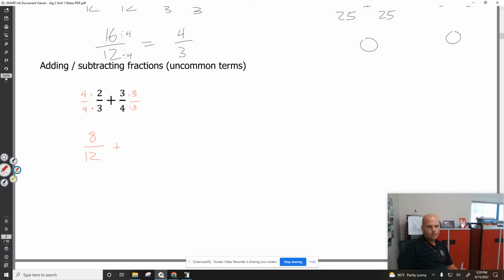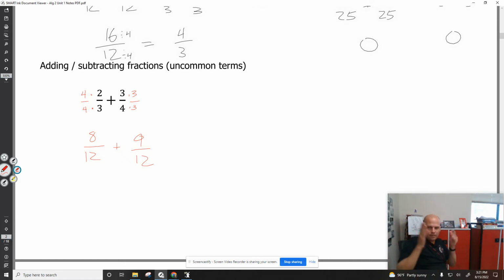Well, 3/4, when we multiply the top and bottom by 3, turns into 9/12. Oh, look at that. Now we have something that's similar. Skinny 12ths pizza slices, but I have 8 of them. That's equivalent to 2/3 of a pizza. And then you took 3/4 of a pizza. It's the same as 9 skinny 12ths.